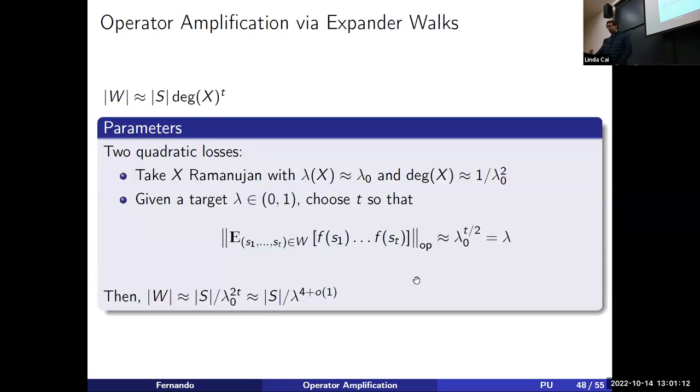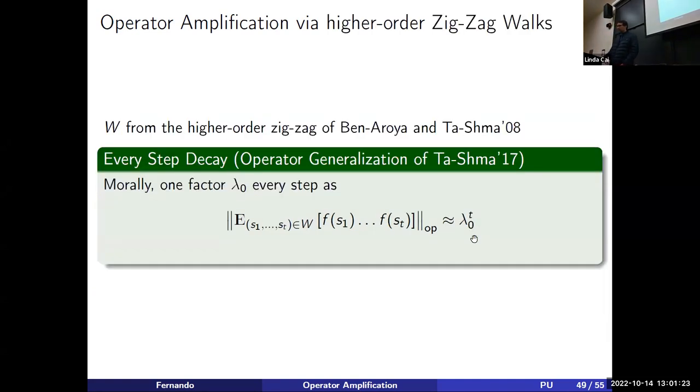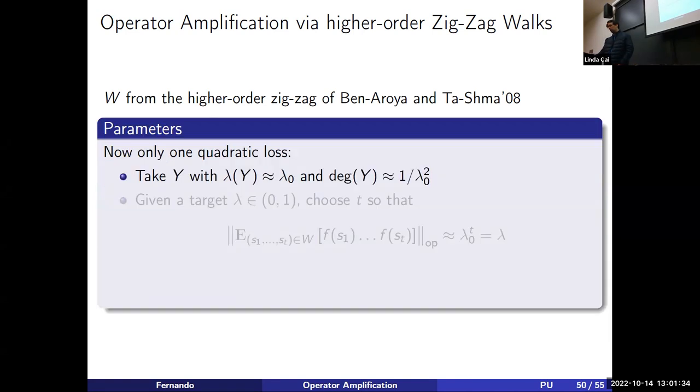Okay. So that's bad. So here you lost, and there's nothing that you can do about it. But here you got only 1/2, and that's where you can work better to get something better. And using now W coming from this high order zigzag of Ben-Aroya and Ta-Shma, we can indeed get a decay every step. And now we have no losses, right?